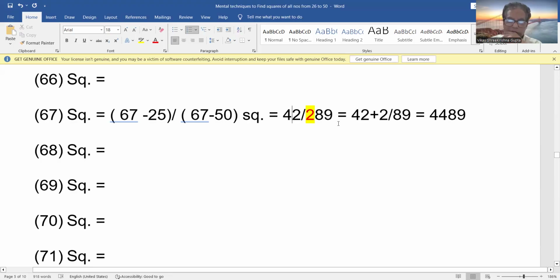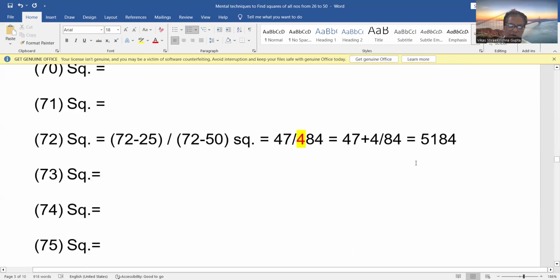That is 17 square, which is 289. 2 is extra, so I carry 2. I have to balance this number 2 because I require a double digit number and it is a 3-digit number. So I add it to 42. 42 plus 2 is 44. And the final answer is 4489.